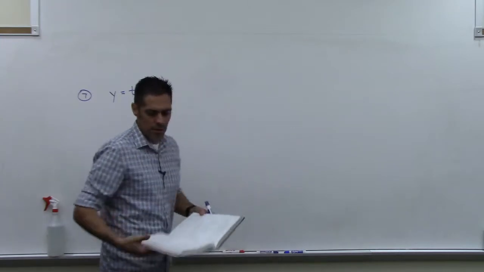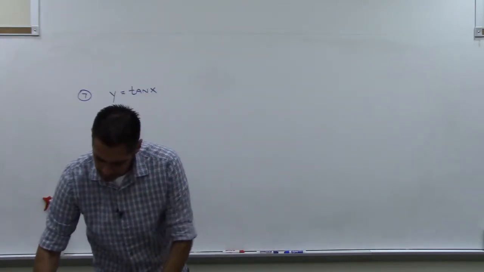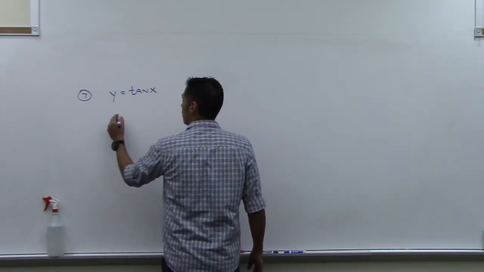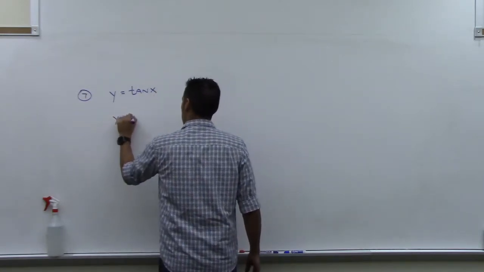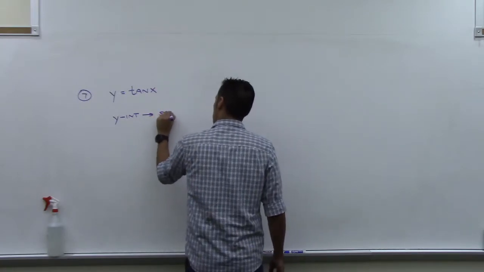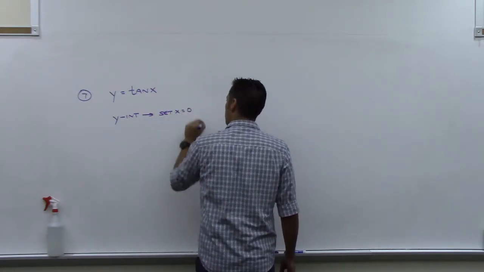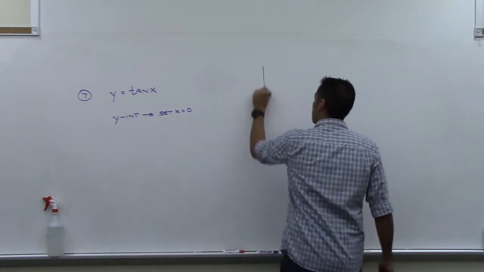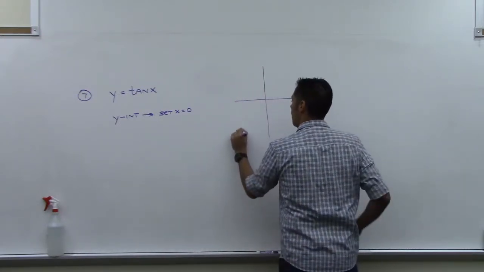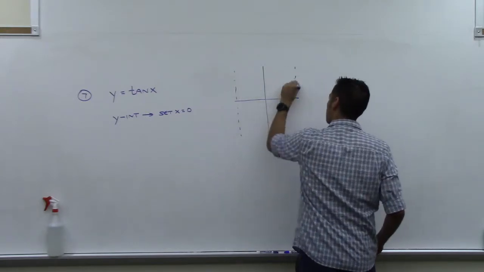So it wants to know when the tangent function is 0. Or sorry, y-intercept, not x-intercept. The y-intercept, in order to find y-intercepts, what we do is we set x equal to 0. So on the graph of tangent, you should actually know what the graph of tangent looks like from class.